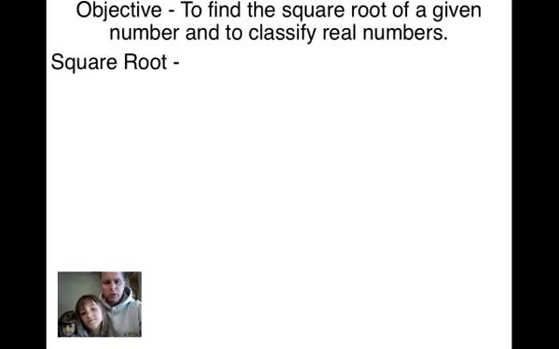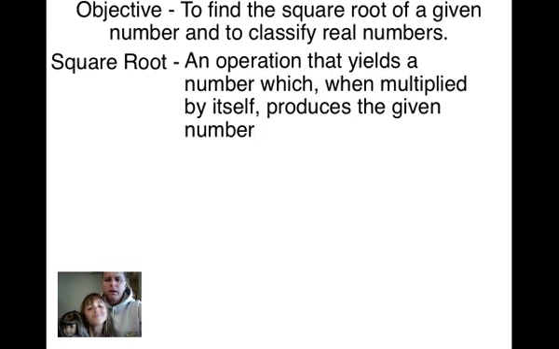Okay, so what is the definition of a square root? An operation that yields a number which, when multiplied by itself, produces the given number. So the given number is the number you see. So you're looking for a number that multiplies itself to be 16. So you'd say this as the square root of 16.